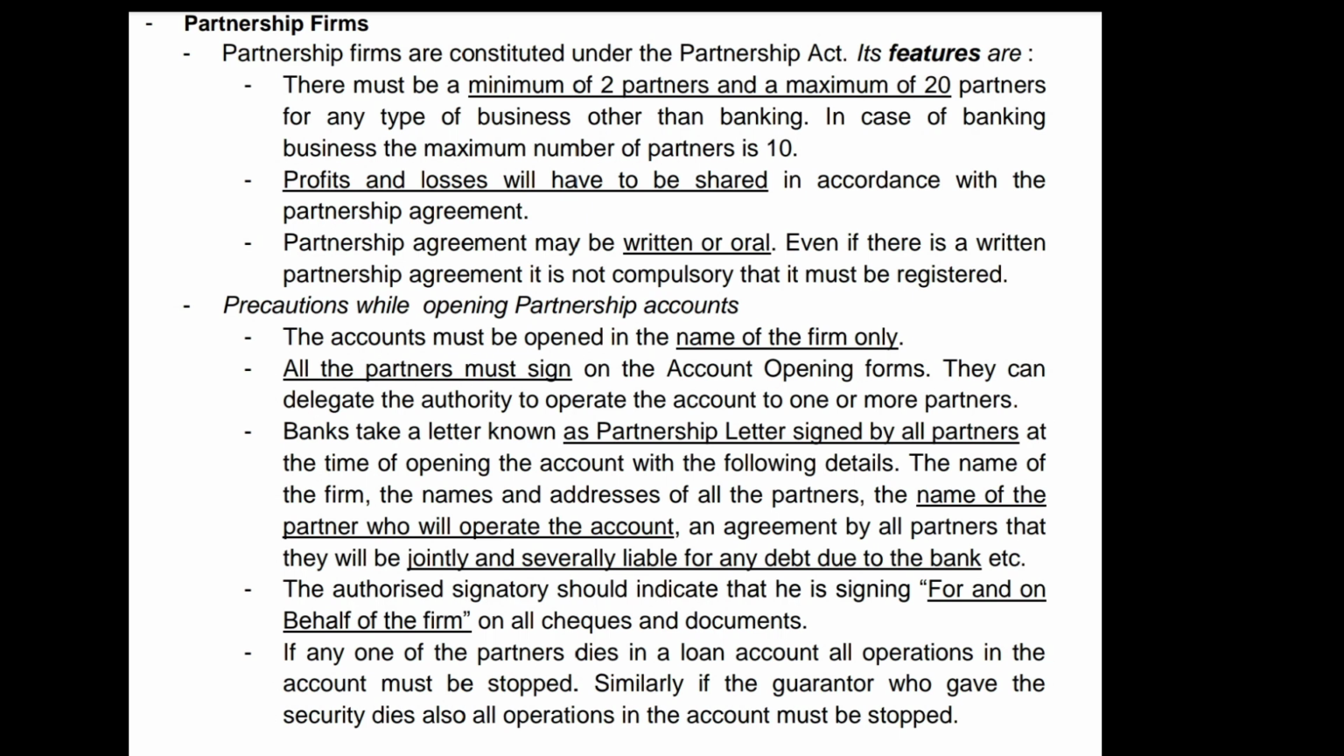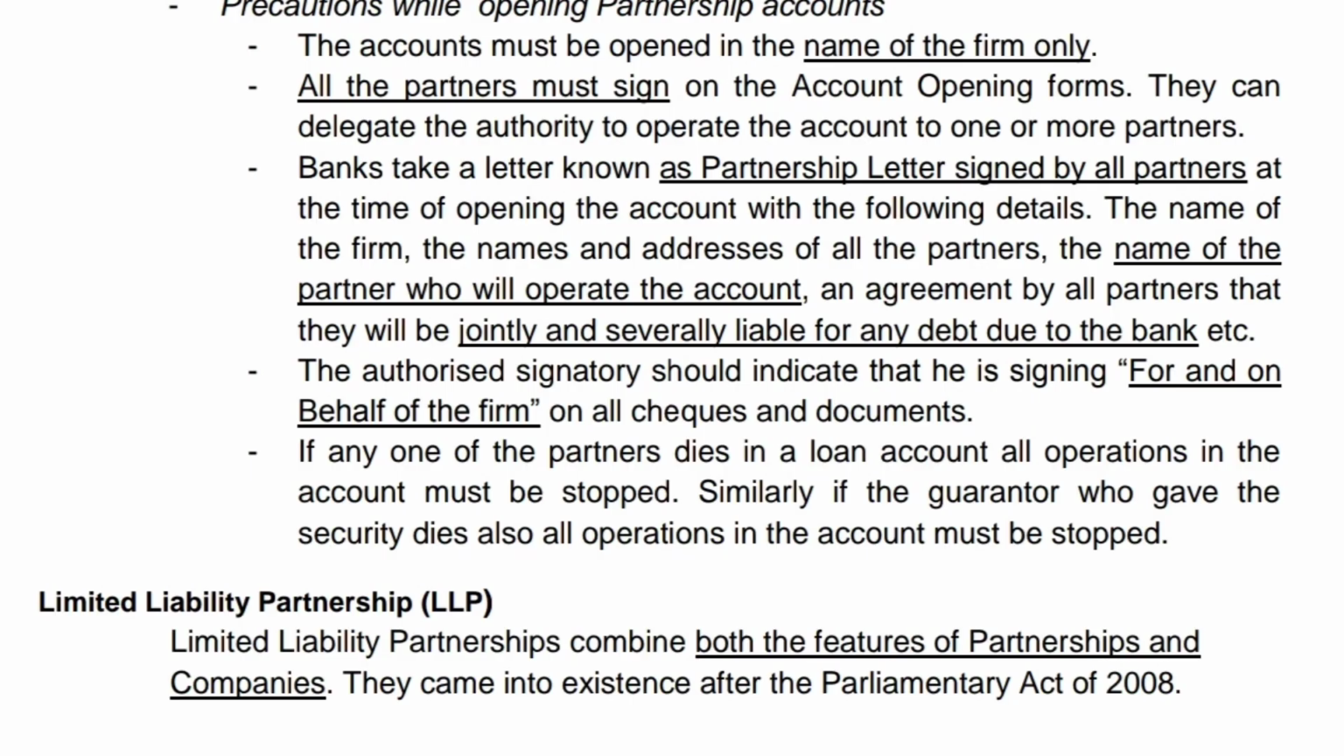The authorized signatory should indicate that he is signing for and on behalf of the firm on all checks and documents. If any one of the partners dies in a loan account, all operations in the account must be stopped. Similarly, if the guarantor who gave the security dies, all operations in the account must be stopped.